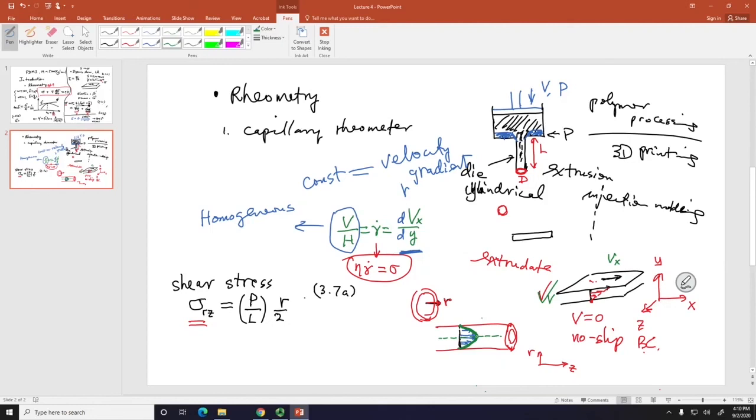True for any material you attempt to squeeze out. True even when you have slip, which is a big subject. That's the formal part of the nonlinear rheology in chapter 6 that we're going to eventually get to. So this is universally true.